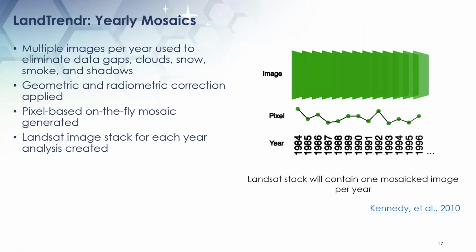So first, in the LandTrendr algorithm, Landsat mosaics are created to eliminate issues with data gaps, snow, clouds, smoke, or shadow. For each image, some processing is applied, and then each image is normalized. And this is really important to create one yearly image that is similar across many different time periods.